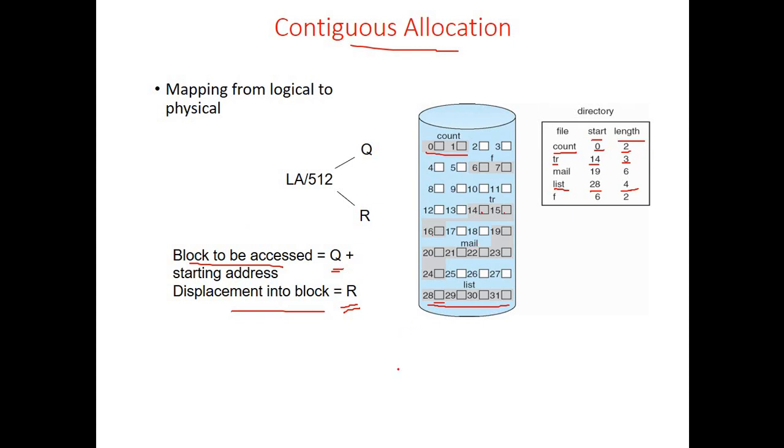Suppose Q is the block number. Consider 1 is the block number. So for block number 1, the starting address of that particular file is given, and within that block, what is the instruction number? That is R. When we add all the 3 components, we will get the address of the instruction in any specific block within the disk.